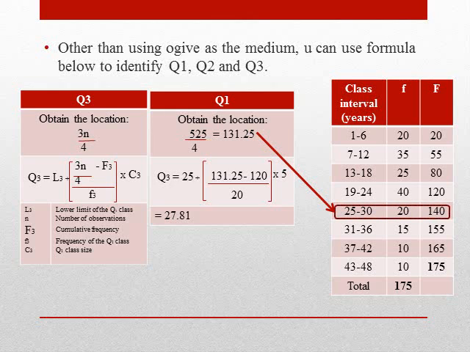Then just insert the numbers. The lower limit is 25. N term is 131.25. The cumulative frequency before is 120. The frequency is 20, times the class size, which is 5. Just calculate this and we get 27.81. That's very easy.